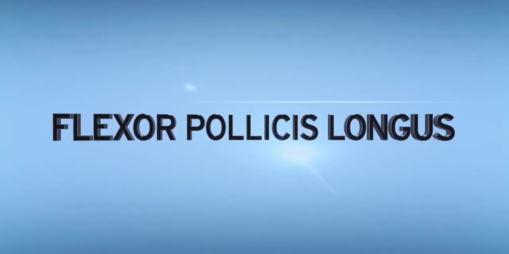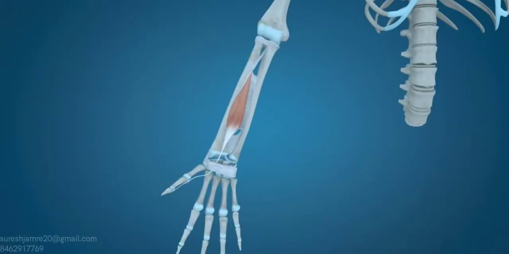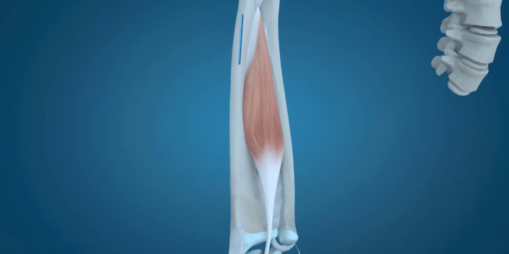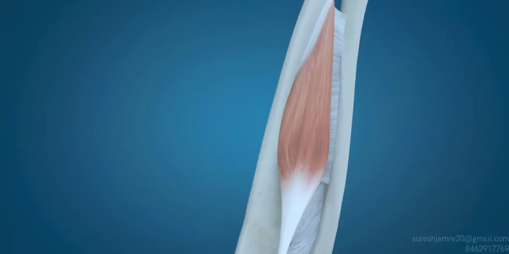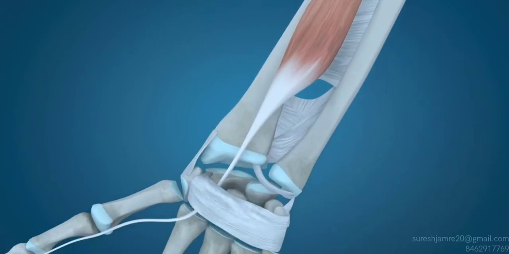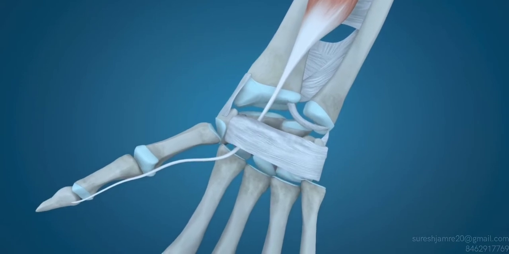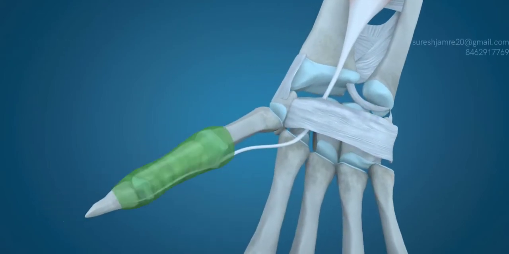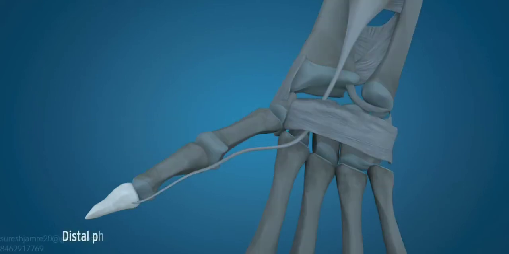Flexor pollicis longus. Origin: this muscle arises from the anterior surface of the radius below the anterior oblique line, and from the adjacent interosseous membrane. It forms a tendon above the wrist. The tendon passes through the carpal tunnel, where it is enveloped by a separate synovial sheath known as the radial bursa. Insertion: the tendon enters the fibrous flexor sheath at the base of the proximal phalanx of the thumb. It inserts into the base of the distal phalanx of the thumb.